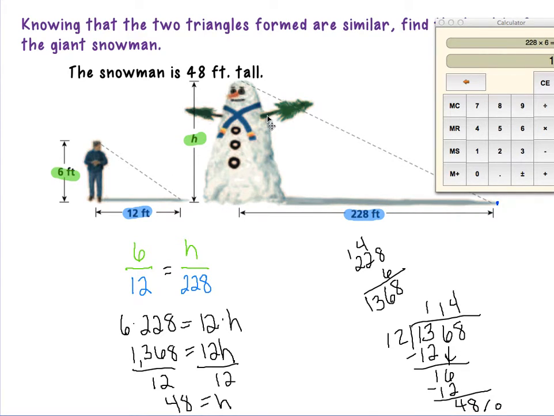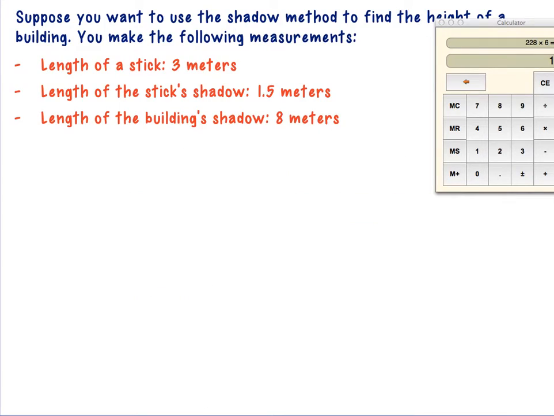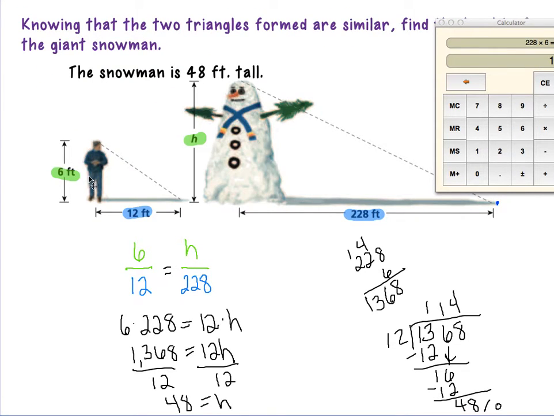Okay, and looking at this, does 48 feet make sense? Well, it makes sense to me because if you look, his arms are made out of actual trees. So he's got to actually be pretty tall and pretty strong to hold on to those. Not to mention he's significantly taller than the man.